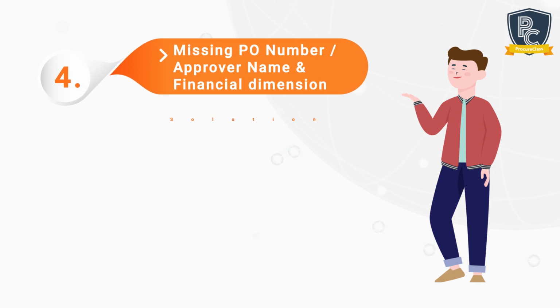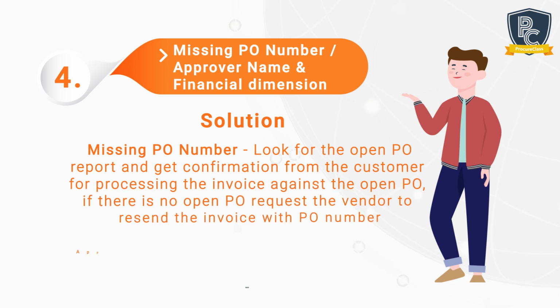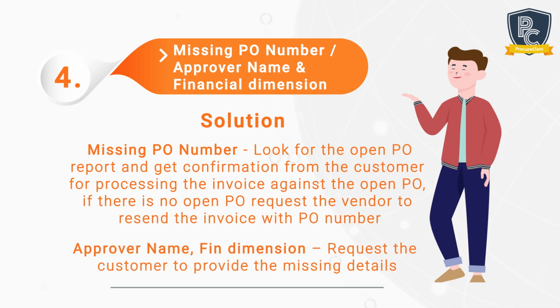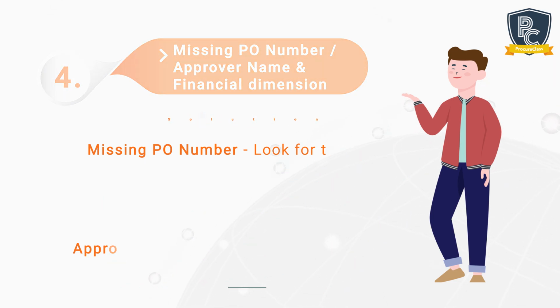Missing PO number, approver name and financial dimension. Missing PO number: look for the open PO report and get confirmation from the customer for processing the invoice against the open PO. If there is no open PO, request the vendor to resend the invoice with the PO number. Approver name, fin dimension: request the customer to provide the missing details.